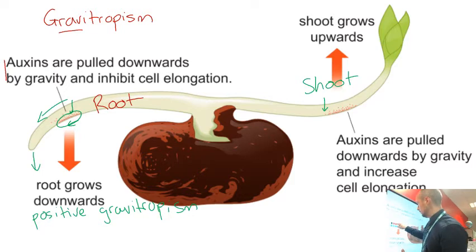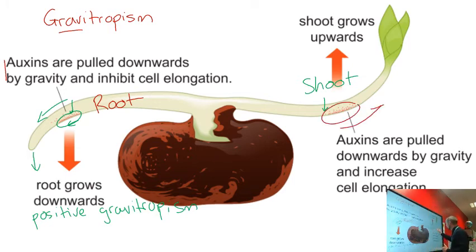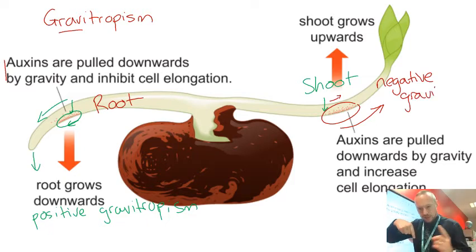In the shoot, what happens to auxins? Also pulled downwards. What effect do auxins have in the shoot? Well, they make it grow faster. So the bottom side of the shoot is going to grow faster. And this is called negative gravitropism. So gravity pulls downwards, and this is going against that force. It's just the fact that auxins slow down growth in the root and speed up growth in the shoot. Right.